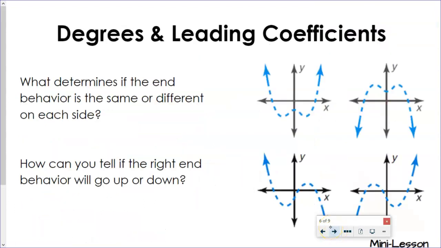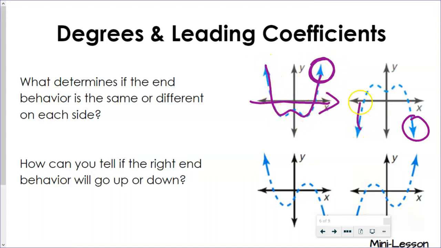All right, so degrees and leading coefficients. What determines if the end behavior is the same or different on each side? And how can you tell if the right end behavior will go up or down? So what are we talking about? We're talking about these ends of the function right here, okay? Because remember, we always read the function from left to right.